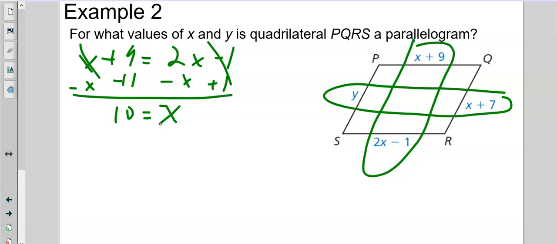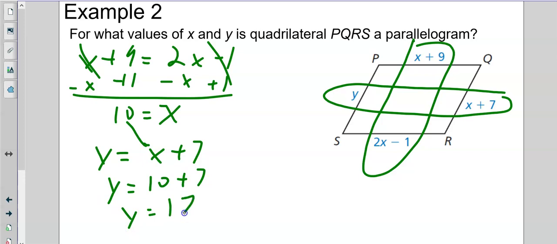Now we got to solve for y. So we know y is equal to x plus 7. We know this is 10. So y equals 10 plus 7. Y equals 17.